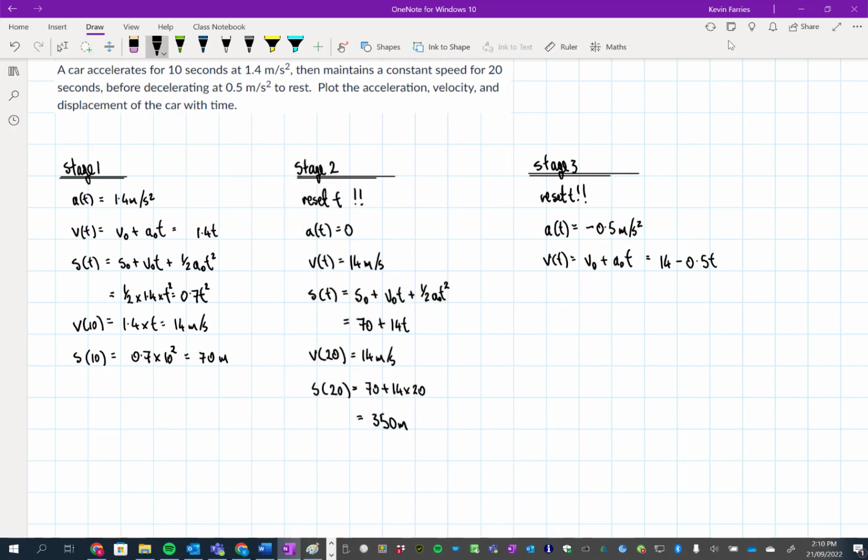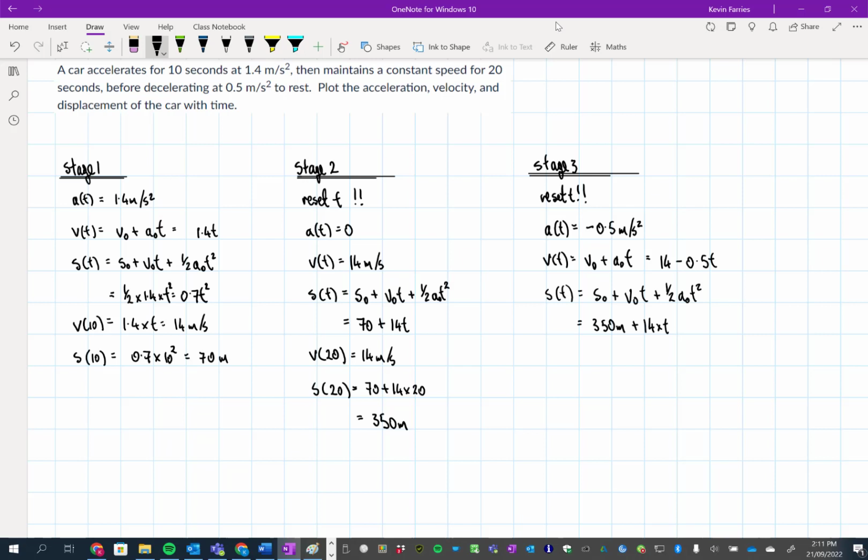So then we're going to have the displacement at time t. The standard equation is the initial displacement for that stage plus the initial velocity for that stage times the time from the start of the stage plus a half a t squared, which in this case, the displacement at the start of the stage was 350 meters. We have that down here. The velocity at the start of the stage was 14 times t.